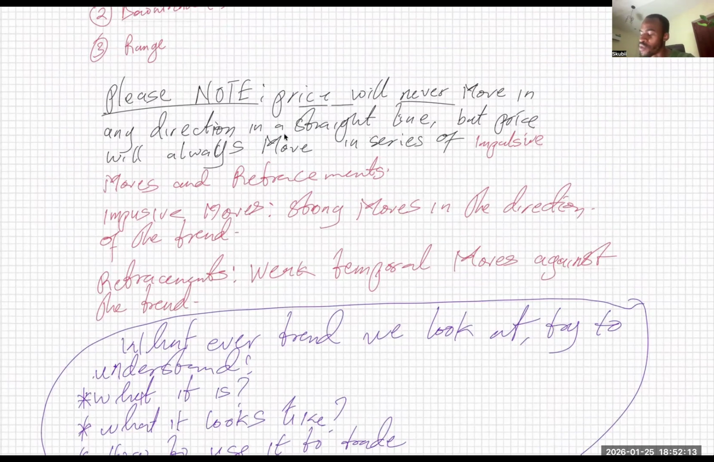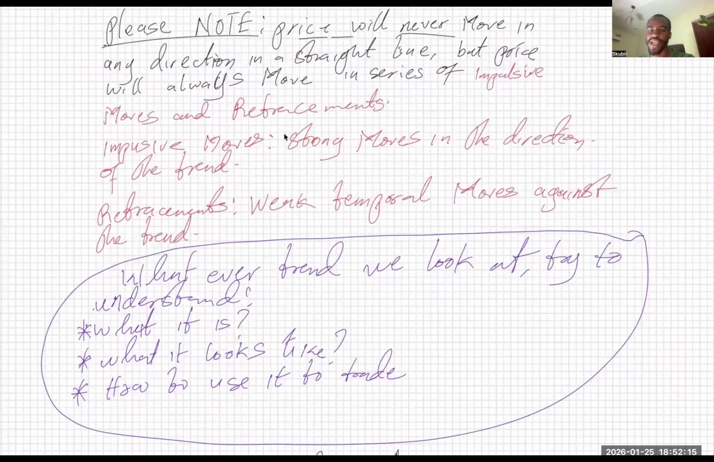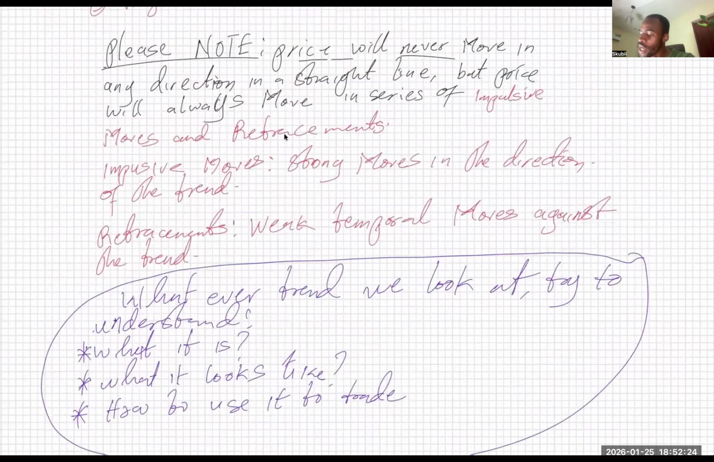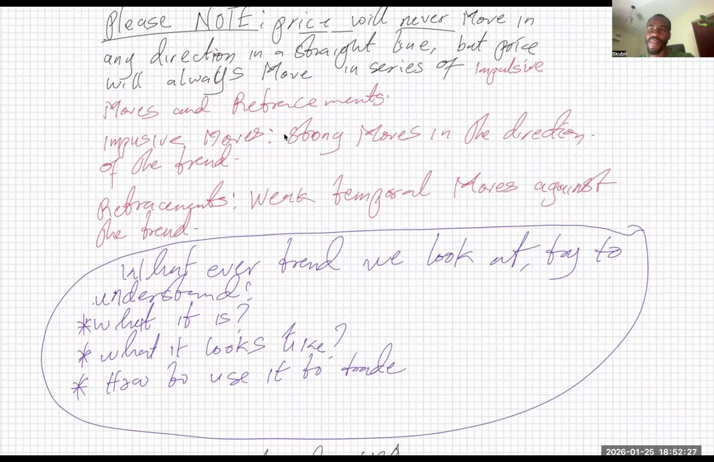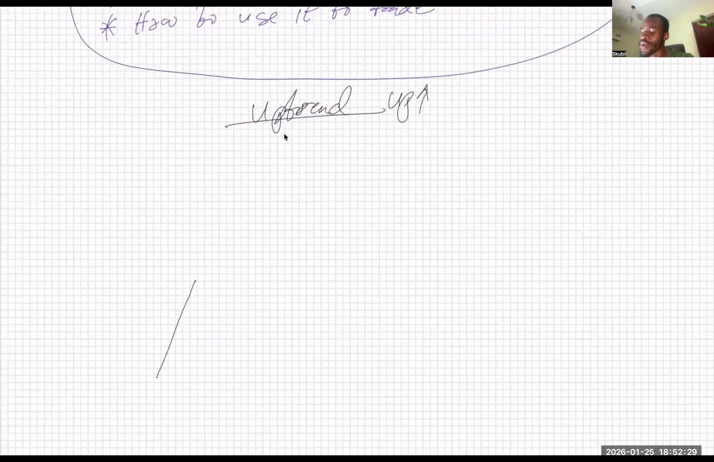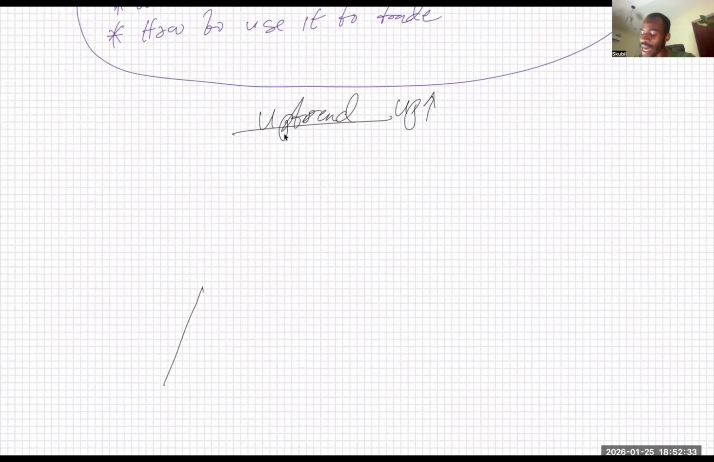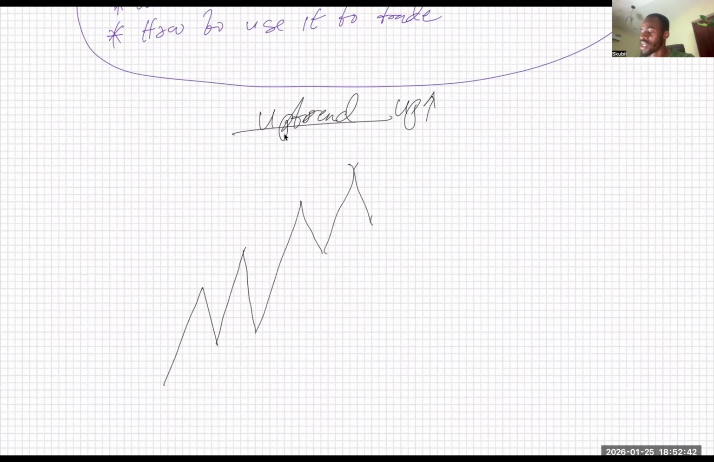But then price will always move in a series of impulsive moves and then retracements. Now, what are impulsive moves? Strong moves in the direction of the trend. So now the direction of this trend is to the upside, so we are going to have a strong move in the direction of the trend. After that, what are we going to have? A weak temporal move against the trend. Now, the direction of this trend is to the upside, so anything against it is to what? The downside. Now, this movement to the downside is weak and then temporal. Another impulsive move, retracement, impulsive move, retracement. That's how an uptrend moves.